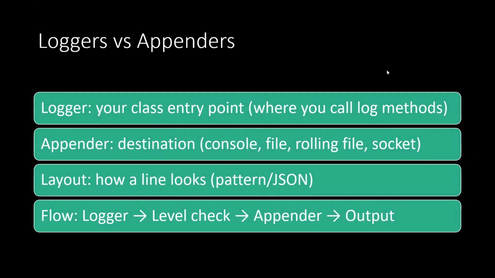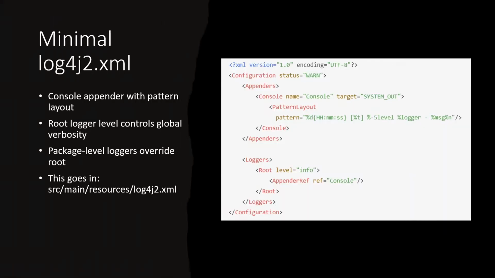Loggers versus appenders. So your logger, that's your class entry point. That's where you call the log methods. That's how you log in Java. The appender is where your logs go to, whether it goes to the console, the file, the cloud, wherever. And in the log4j XML file, you can create multiple appenders. The layout is how a line looks. So if we go back, this pattern layout, that's going to determine how our output looks.